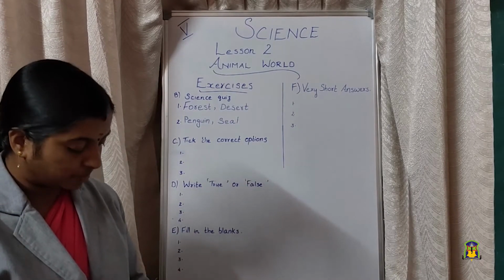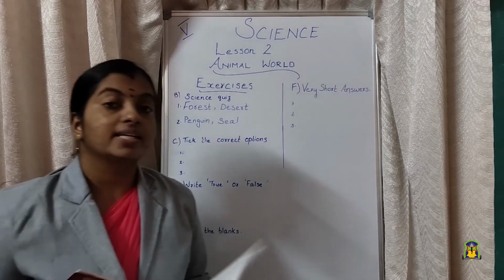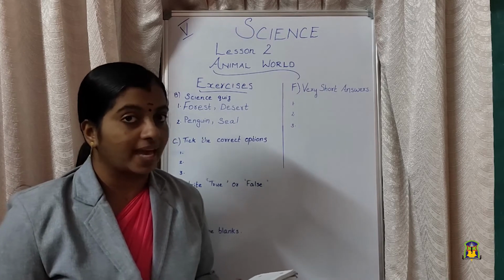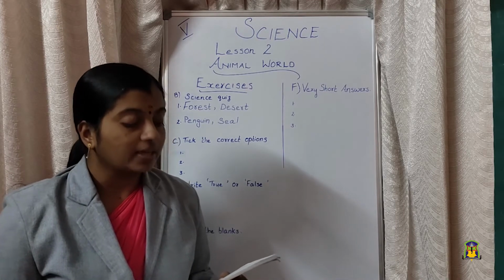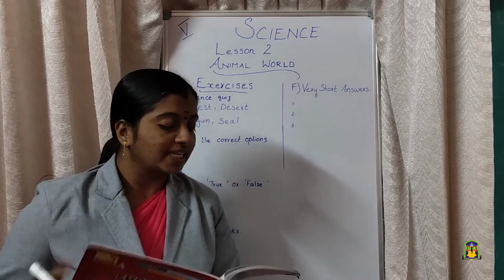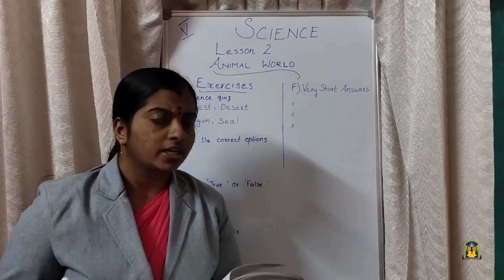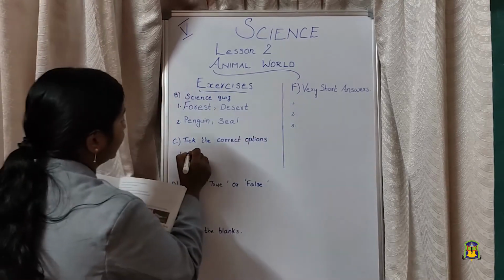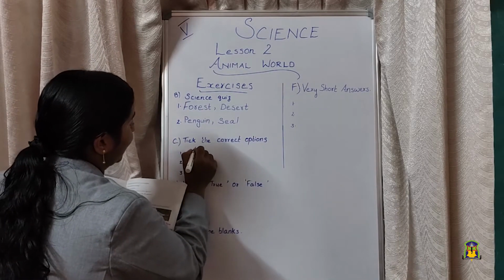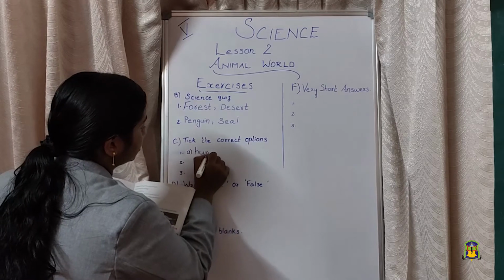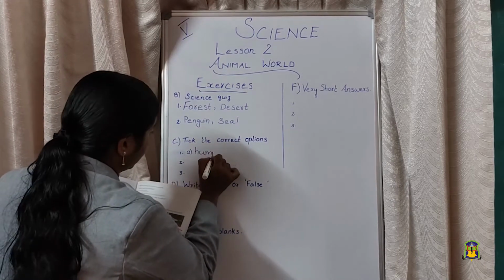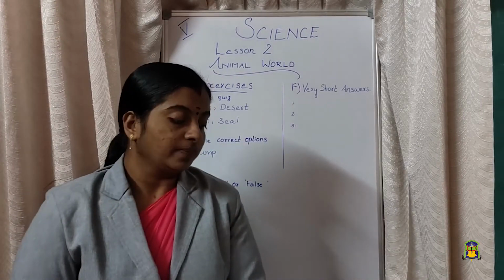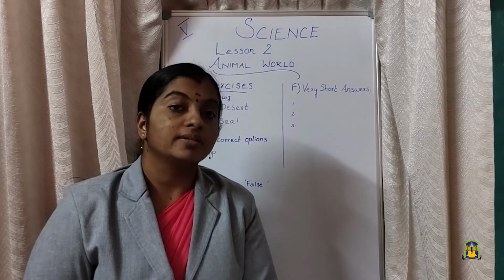Next, take page number 92. Tick the correct options. When I read the correct answer, you have to tick it. The first question, a camel stores fat in the dash. Where does a camel store fat? Yes, it is in its hump. So put a tick mark against option A, that is hump, H-U-M-P.